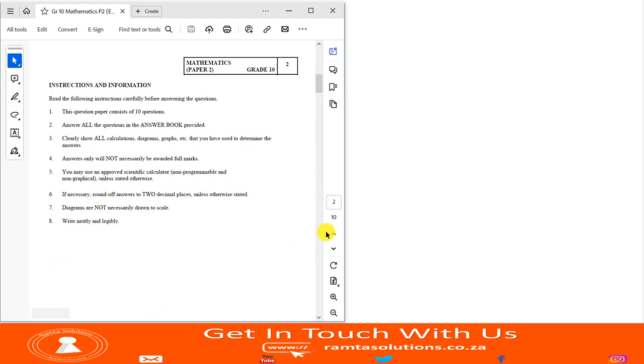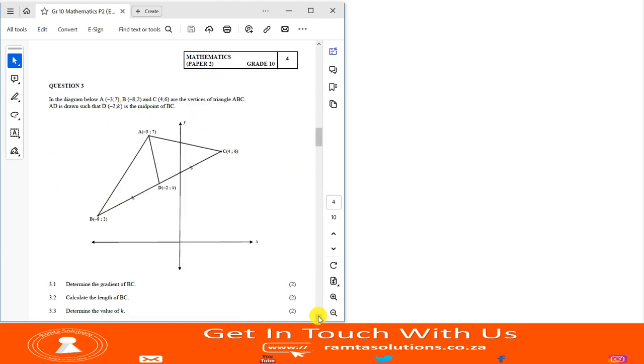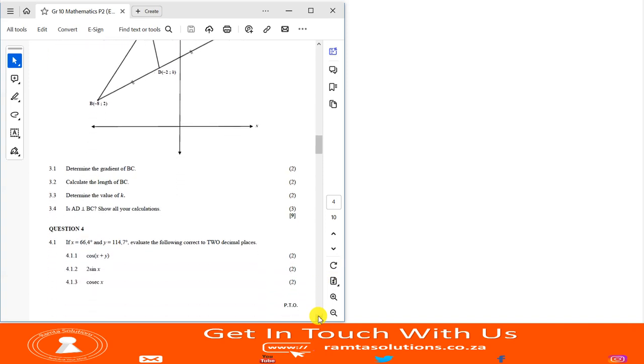Unless stated otherwise, round off your answers to 2 decimal places. Now let's get into the work. So this was question 4. Remember, if you're using your mobile device, please rotate the screen. So now let's proceed. As you can see, they say 4.1, if x is equal to 66.4 degrees and y is equal to 104.7 degrees, evaluate the following correct to 2 decimal places.